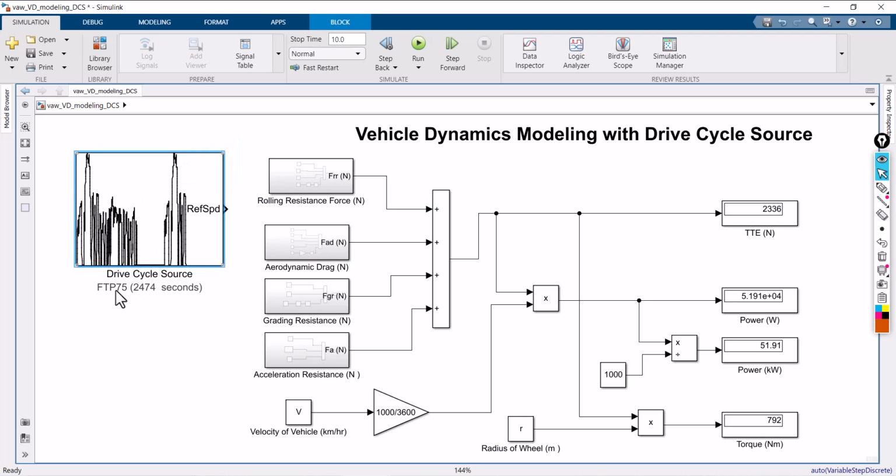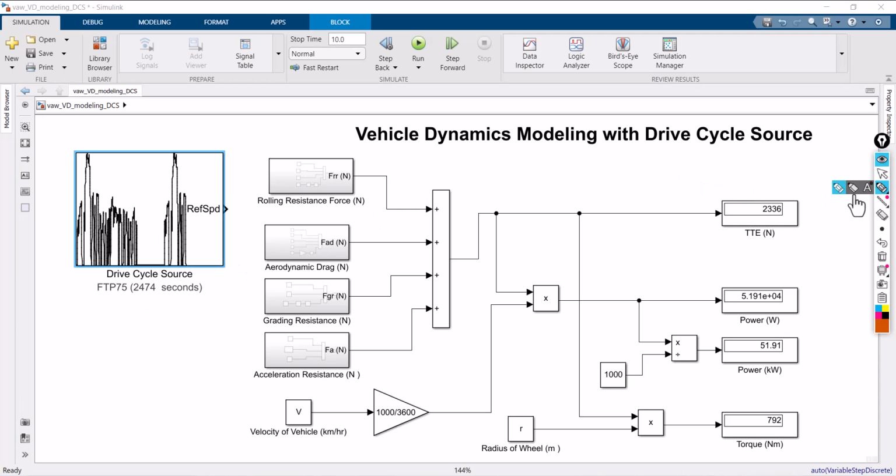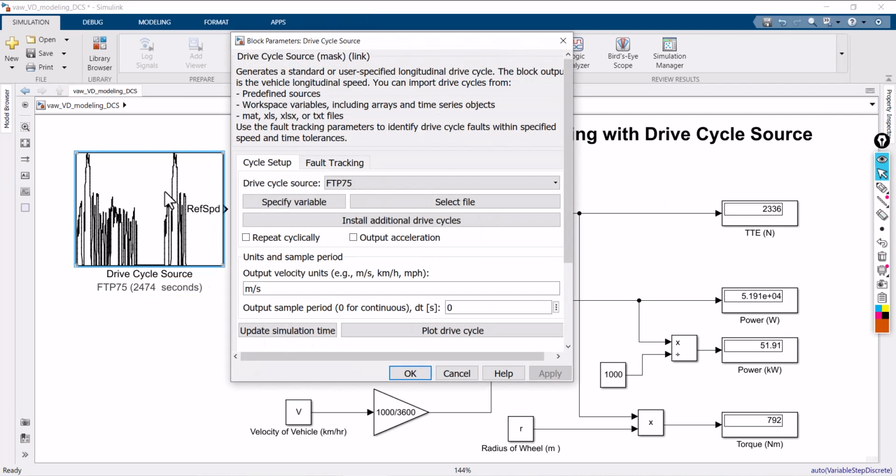It's the Federal Test Procedure 75. It has input data of 2474 seconds. Just double click it. If you want the drive cycle source in meter per second or kilometer per hour or miles per hour, whatever unit you want, you can take it out. You only have to mention what output you want. So you need not convert kilometer per hour into meter per second. This is not required if you use drive cycle source. Suppose you want to use your own drive cycle source, you can import it as an Excel sheet. That is also possible in Matlab.